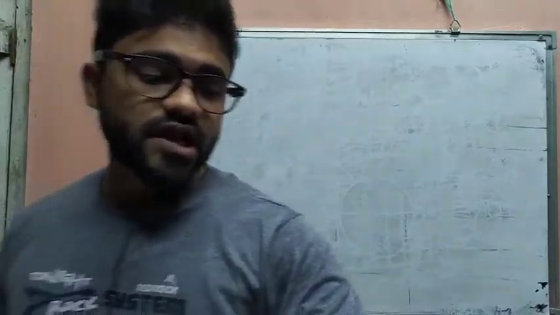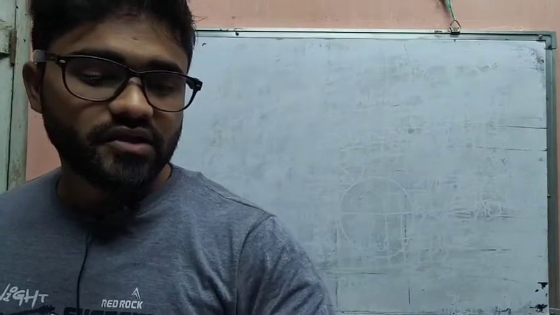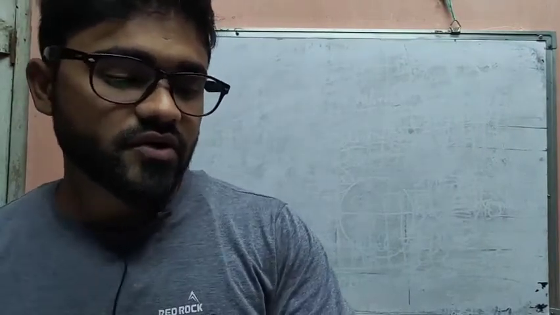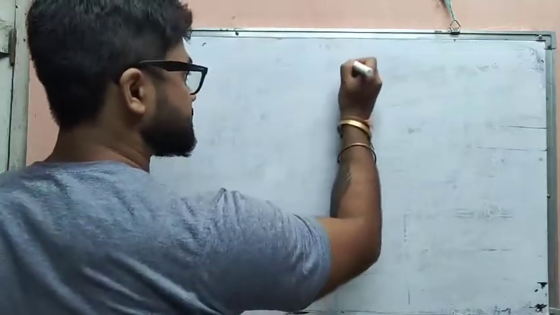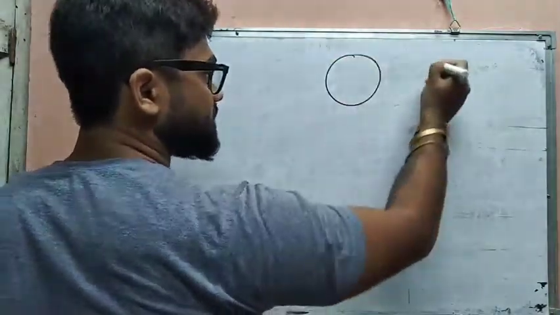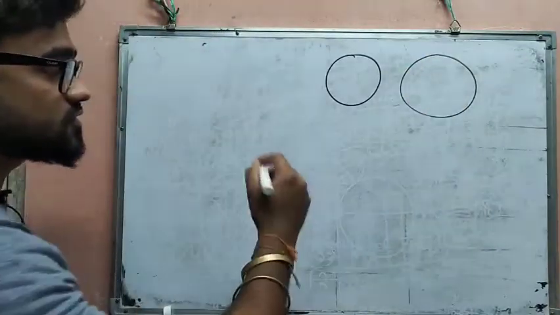So the first maths is given: recall that two circles are congruent if they have the same radii. Prove that the equal chords of congruent circles subtend equal angles at their center. That means two circles are congruent. Consider two circles. Here is one circle, and here is another. We have to consider these two congruent circles.